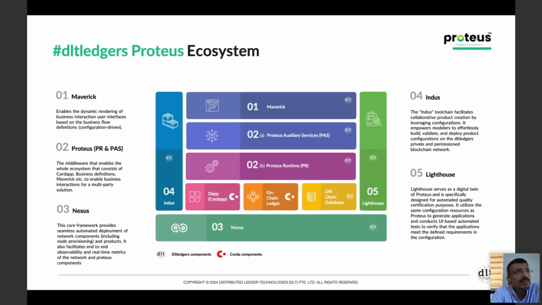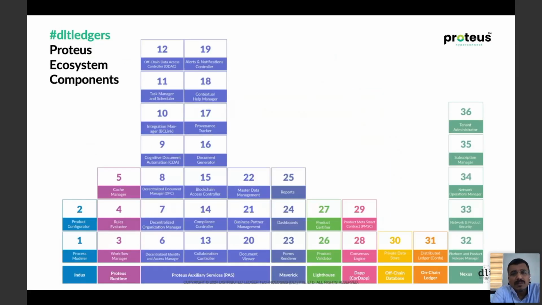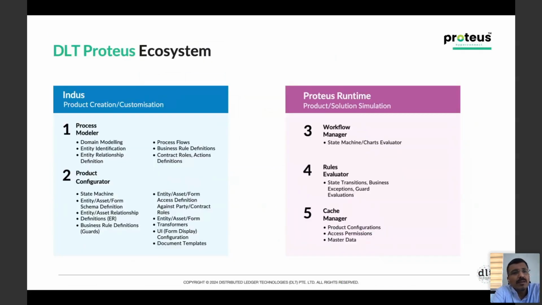Now, to deep dive a bit into Proteus, Proteus comprises 36 plus system components. So just to have a quick peek at some of those. Indus, I already mentioned, is the subsystem using which you configure products. We will see how it is done in detail. Now, the runtime has a few components. One is a workflow manager. Essentially every business workflow is modeled as a state machine, and the workflow manager manifests the state machines and the state transitions based on user actions.